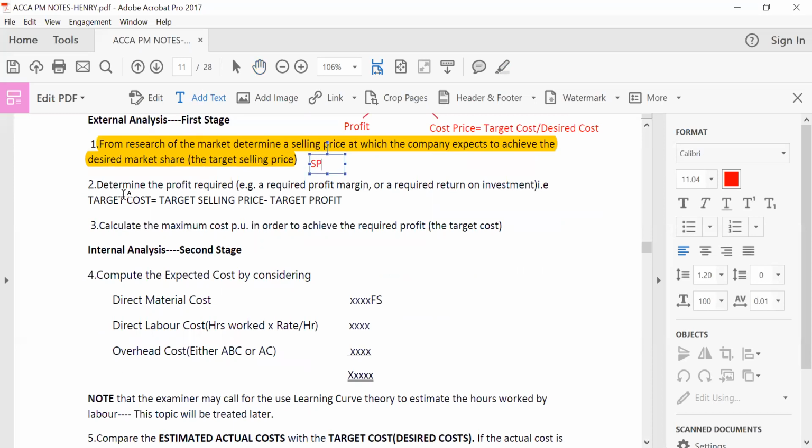Then step 2 says, after you have gotten the selling price from the market, there's going to be a portion of profit which you need to take out from the selling price to get the target cost. So step number 2 says, determine the profit required.